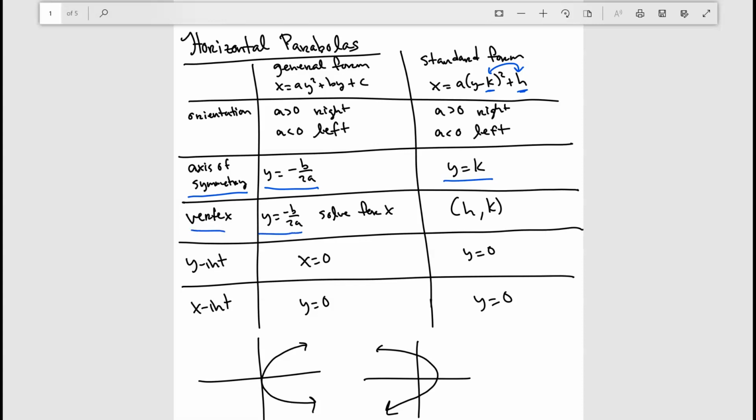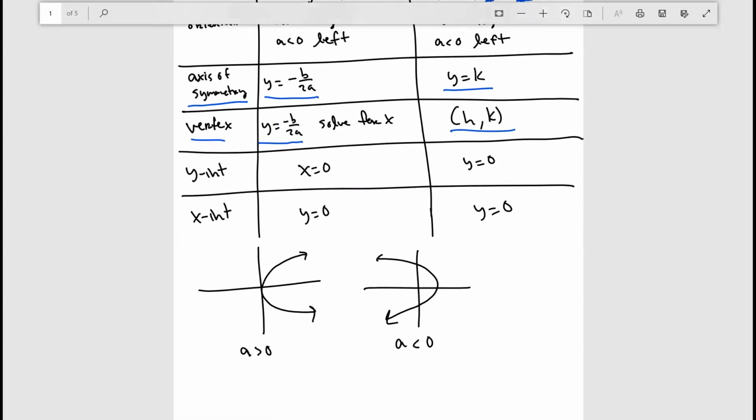Vertex, same thing, just everything is opposite. The vertex here is still (h, k), but notice that h is now on the outside, and k is the one that changes sign, so it's now on the inside. X-intercepts and y-intercepts are exactly the same. So let's do a couple problems. They are exactly the same thing as parabolas, they're just going in the other direction.